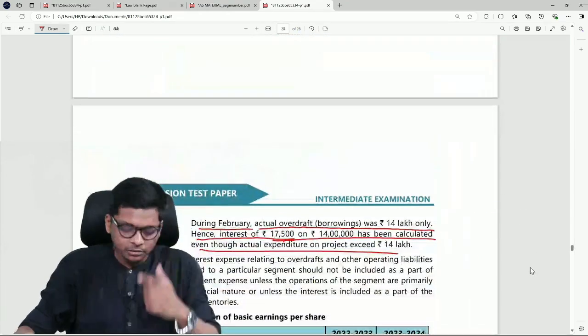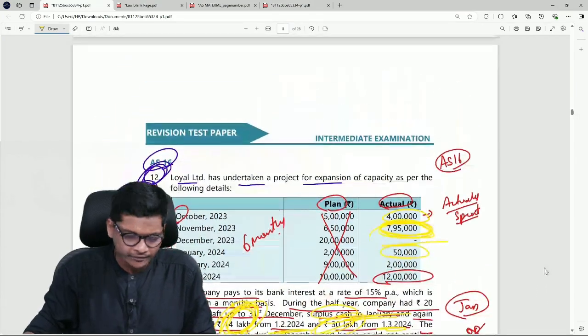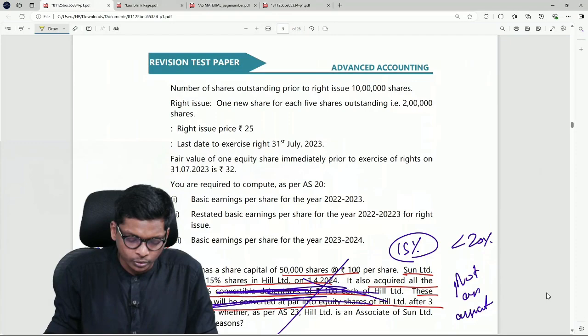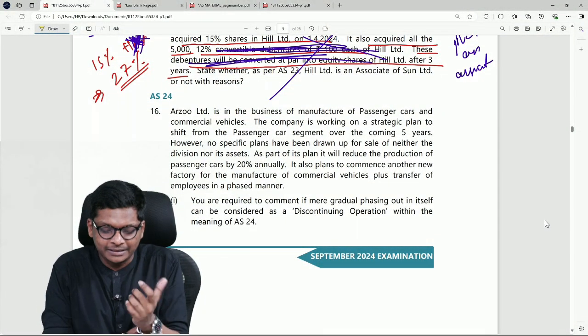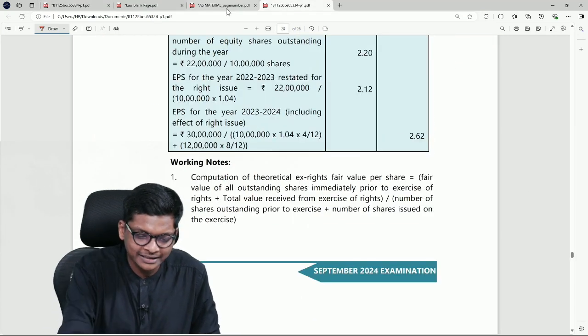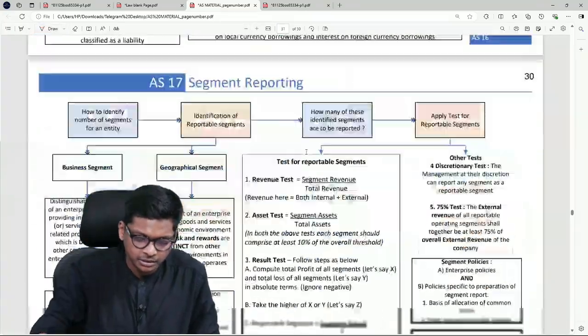Okay, next question. Let's go to next question, guys. We are done with AS16, AS17 also we finished. Before I go to AS20, let's do one theory, one practical. One theory, one practical type of sum. Look at this, AS24. What is AS24 saying? Let's go to the theory of AS24, guys.